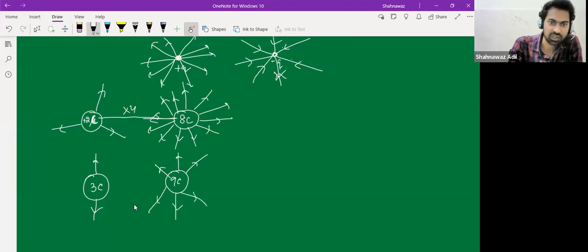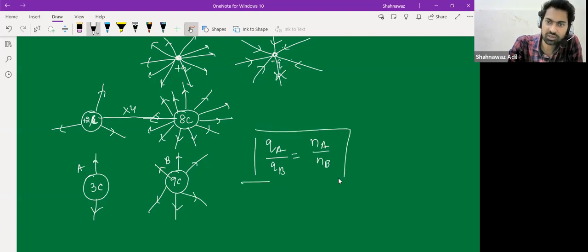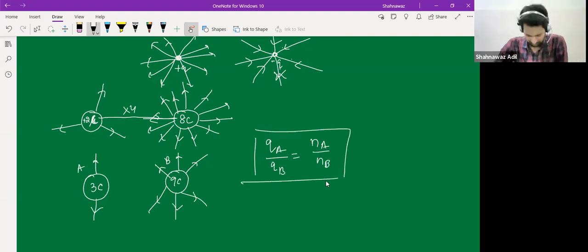So the charge, let's say this is A, this is B, is directly proportional to the number of the electric field lines. Okay, guys, understood this part?